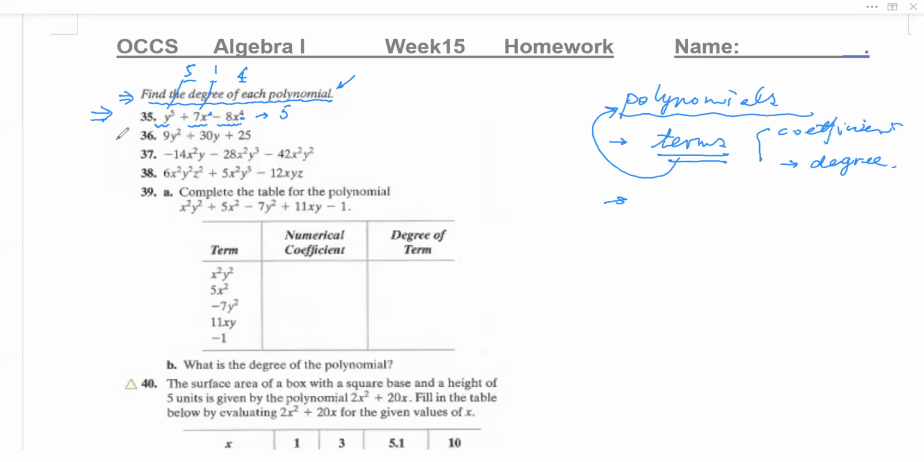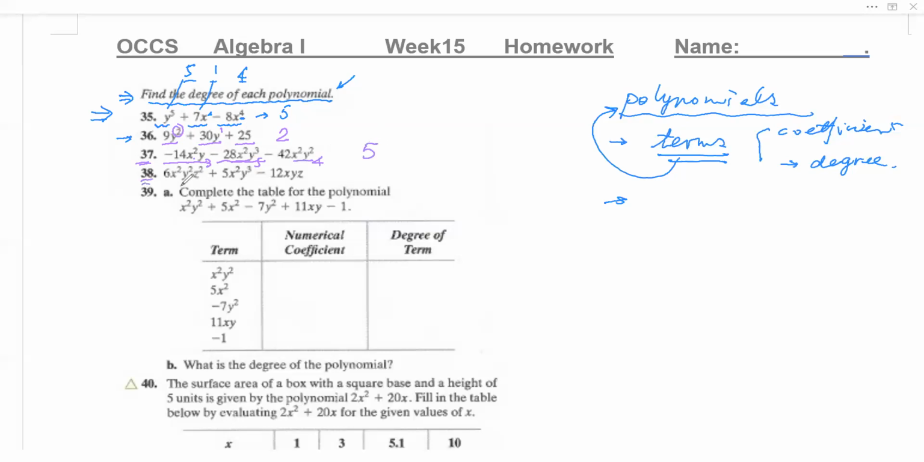So that will make it quicker to find 36 here. Degree is 2 for the first term, and for the second term, degree is 1. The third one, degree is 0. 2, 1, 0, so the degree is 2. See 37. These are also 3 terms. The first term, the degree is 2 plus 1, so you got 3. The second term, degree is 5. And the third one, degree is 4. So the maximum one is 5, right?